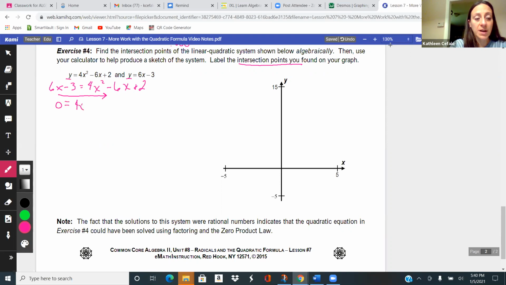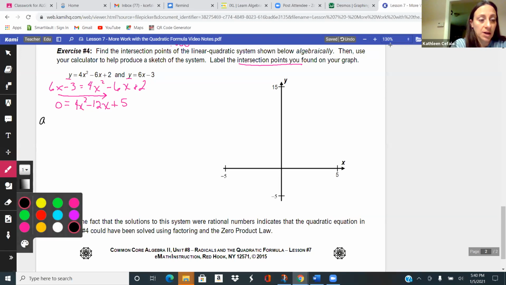So I'm going to subtract the 6x over. So I have a negative 6x minus 6x, that gets me a negative 12x. I have a plus 2, and now I have to add the 3 over, so that's going to get me a plus 5. Okay, you could try and factor it. That's an option. We are going to practice this using our formula. So our a value is 4, our b value is negative 12, and our c value is 5.